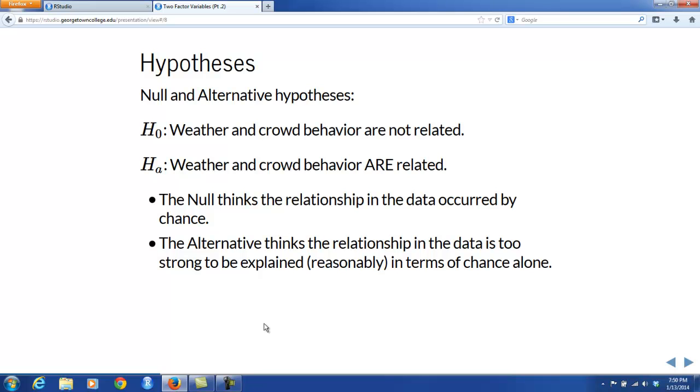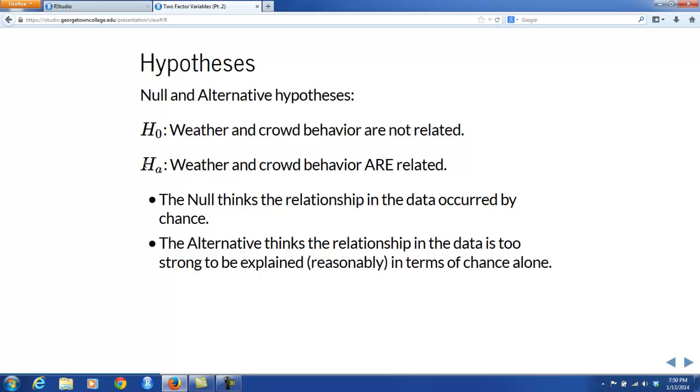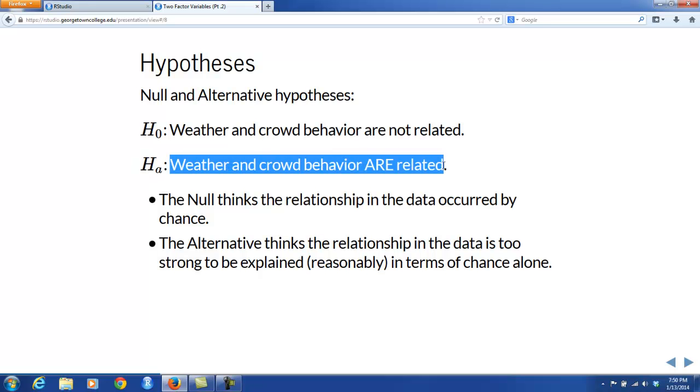If you think that way, if you think that weather and crowd behavior are not related, then you're a supporter of what we call the null hypothesis, or H0 for short, H with a 0 subscript. So this is the claim that weather and crowd behavior are not related. Now, opposed to that is the alternative hypothesis, or H sub A for short. This is simply the claim that weather and crowd behavior are related.